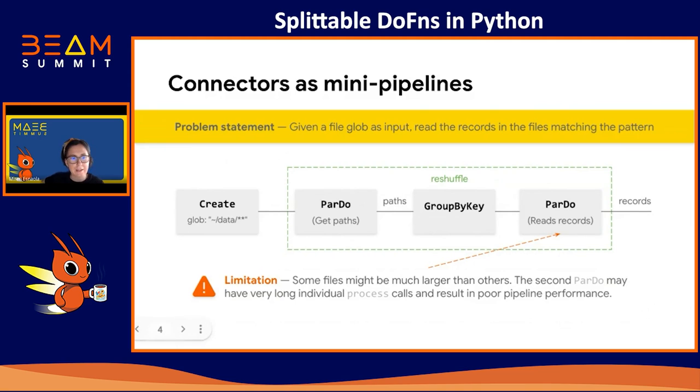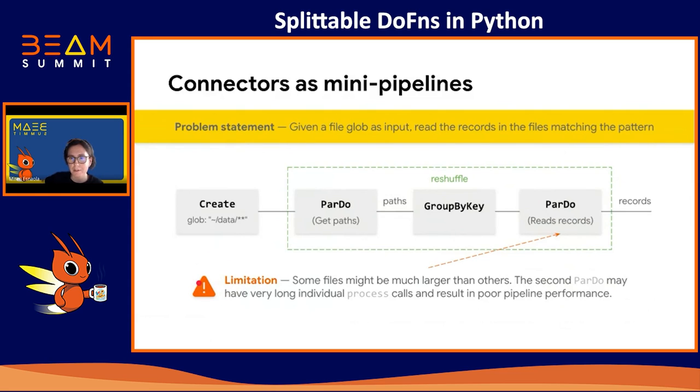And then finally, let me activate my pointer. Here at this point, we would have a ParDo transform that would be reading the records of each of the files, okay? And in between, we had the GroupByKey to allow having a different number of workers, okay? Because here we would have one worker doing the extraction of the paths, but here we want to process all those paths in parallel, okay? So this is very simple, quite nice, but there is a limitation.